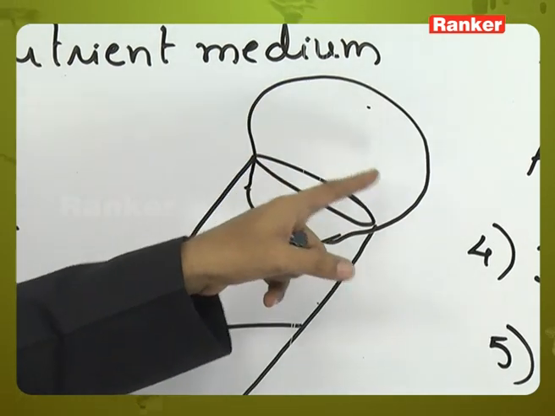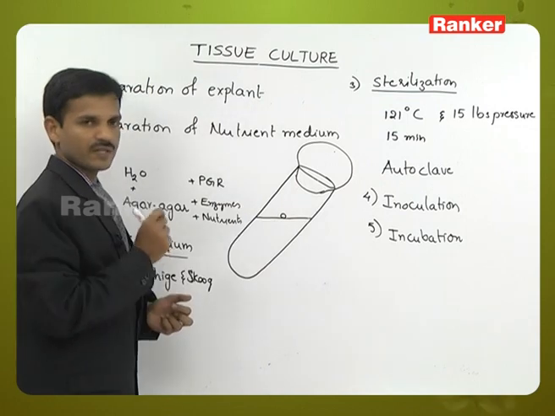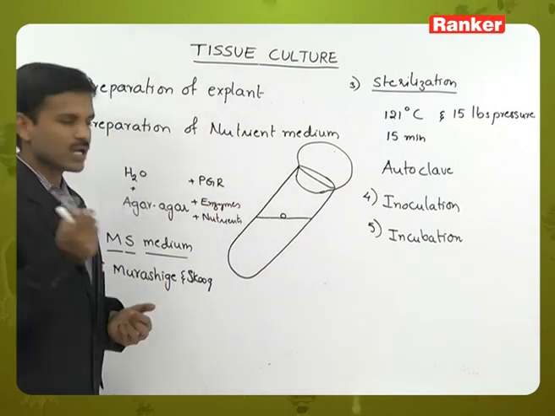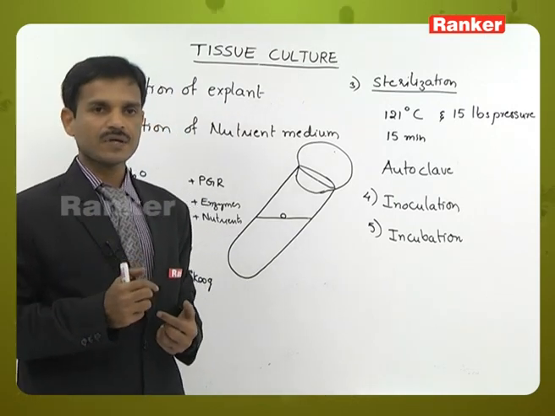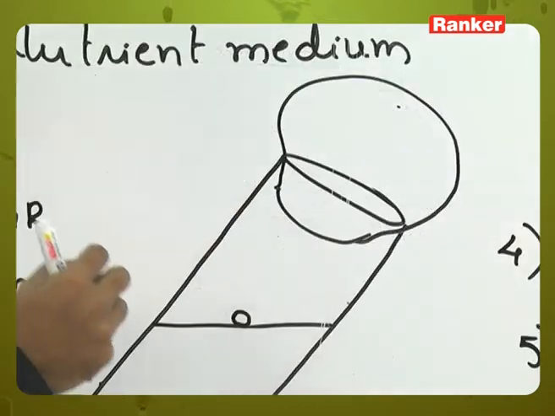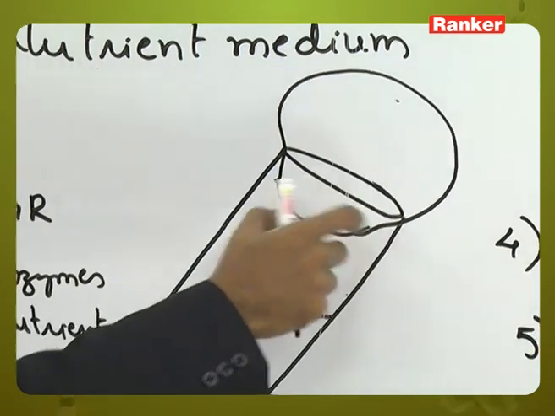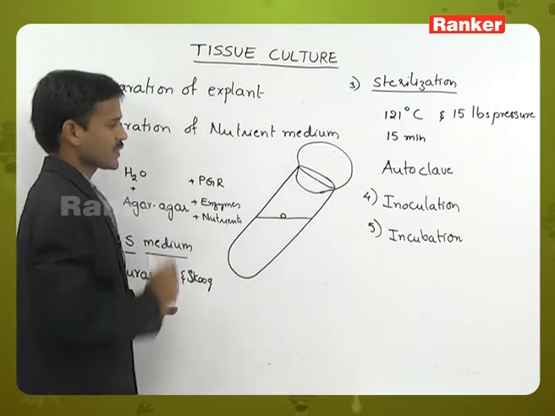If the microorganisms enter, they will grow faster than the explant, and the tissue culture explant will be completely spoiled or damaged. That is why after the inoculation, and before the incubation, it is covered with a cotton plug. So, gas exchange is taking place.